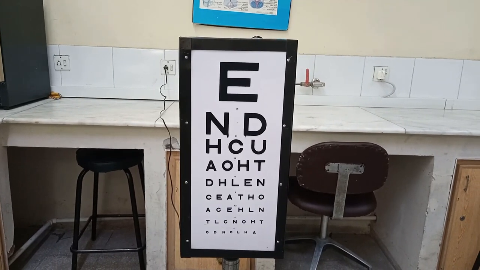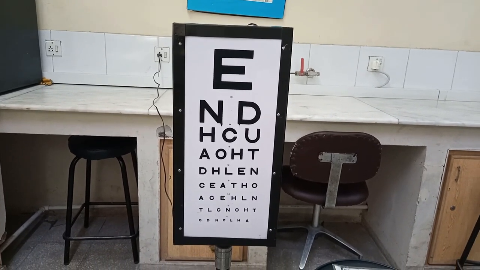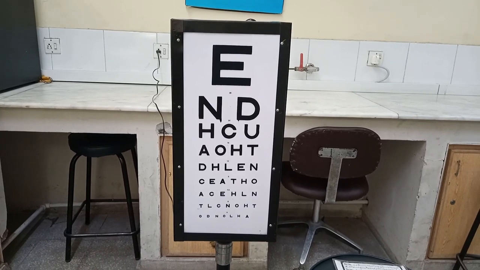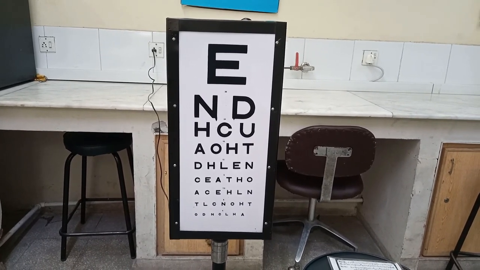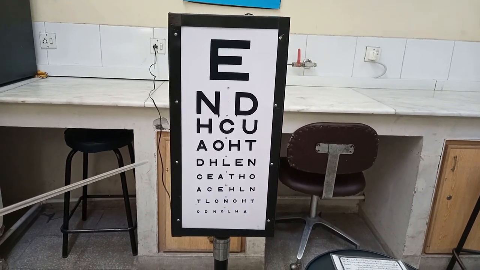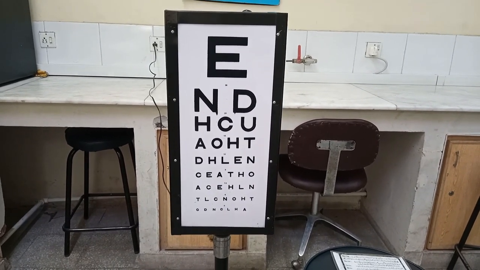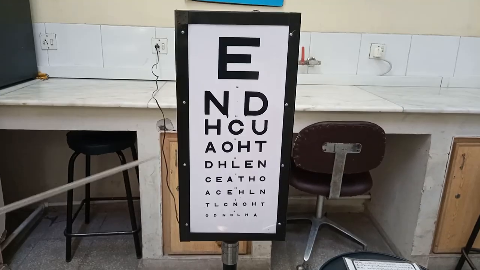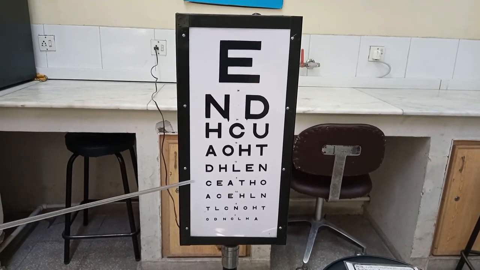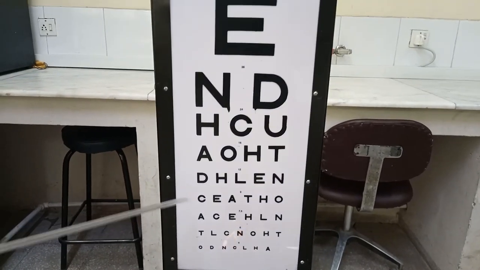When we do examination of visual acuity, we have to examine the distant vision as well as the near vision. For the distant vision, we use Snellen's chart. And for the near vision, we use Jaeger's chart. So this is the Snellen's chart for distant vision, and this is the Jaeger's chart for the near vision.